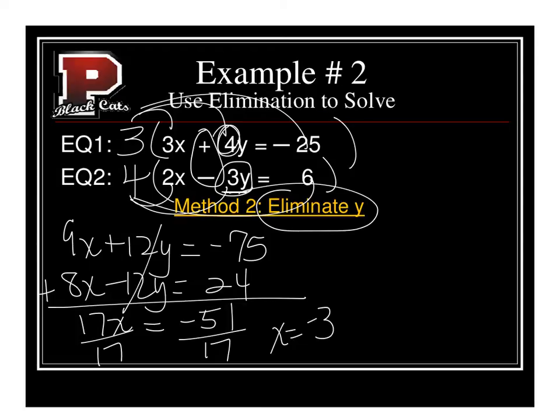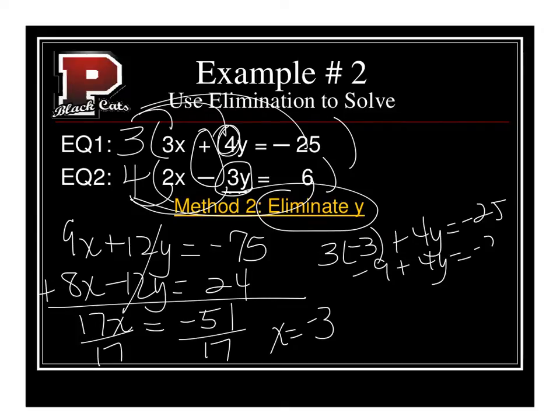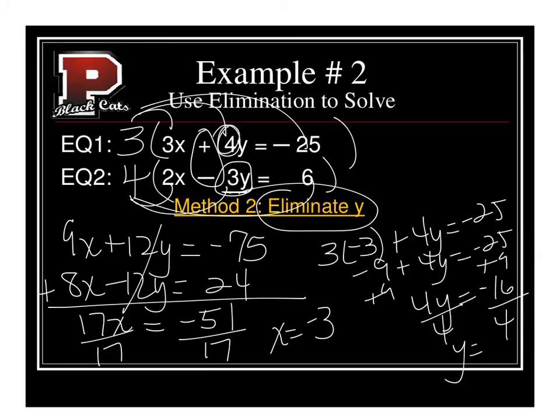Then all I do is take that value, -3, because remember I have an x and a y, so I have to have two answers. I have my one for my x. 3 times -3 plus 4y equals -25, so -9 plus 4y equals -25. So I'm going to add 9 to each side, so 4y equals -16. So my y is equal to -4.